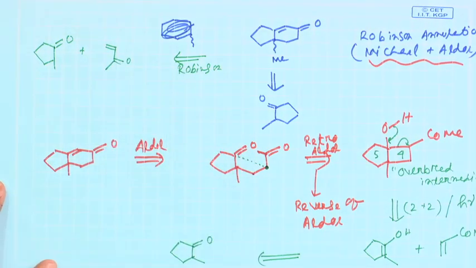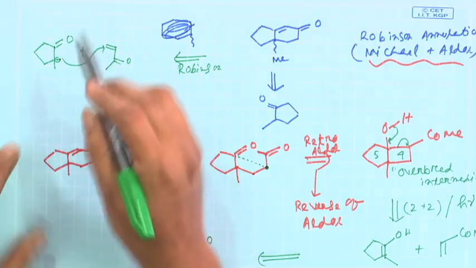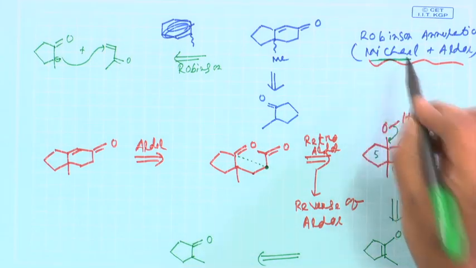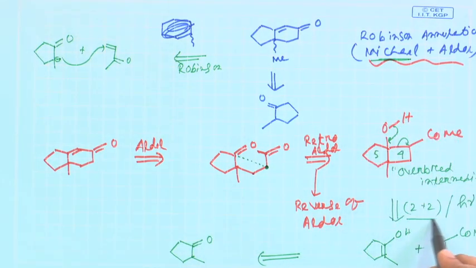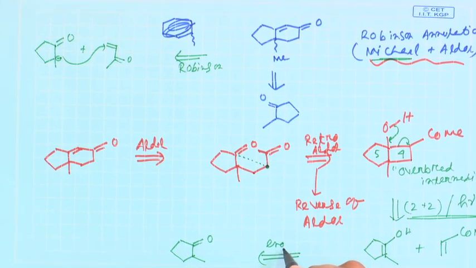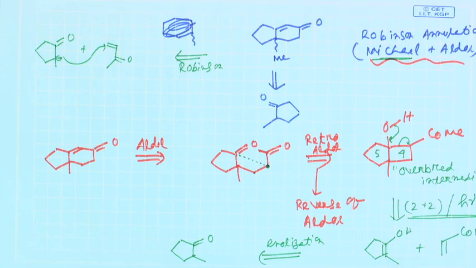Methyl vinyl ketone. So, the initial Robinson pathway is basically a Michael reaction and then you have an aldol, if you rotate this molecule. But here the starting material is similar, but instead of the initial Michael reaction, we replaced it with a 2 plus 2 photocycloaddition, provided that the ketone is enolizable. So, make sure the ketone is enolizable. So, you can do the keto-enol tautomerism, enolization, and then this starting material, this vinylic alcohol, reacts in a 2 plus 2 fashion. Okay.